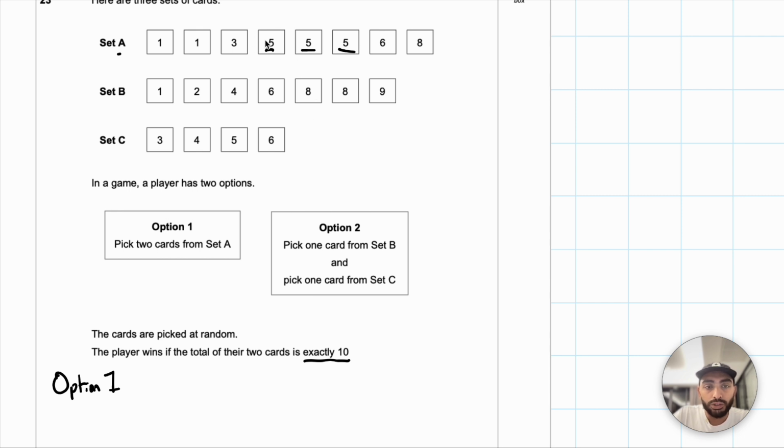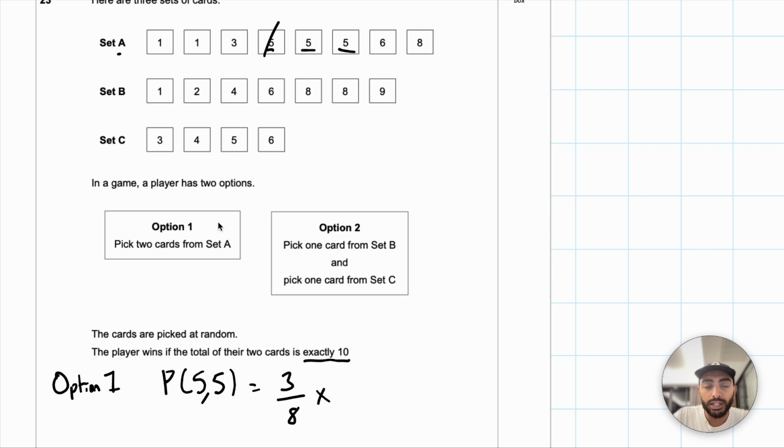If I can only pick two cards, I can either pick 5 for my first pick, and then I can pick 5 for the second pick. So we're trying to find the probability of getting a 5 first and then a 5 second. For the first pick, I have 3 5s, so 3 out of 1, 2, 3, 4, 5, 6, 7, 8. So that's my first pick.